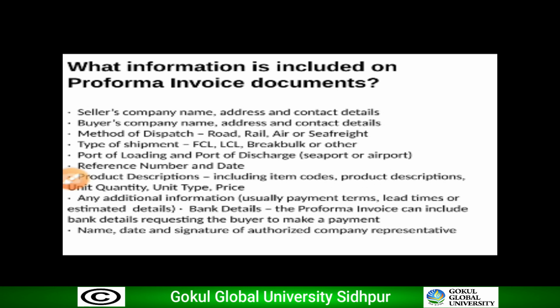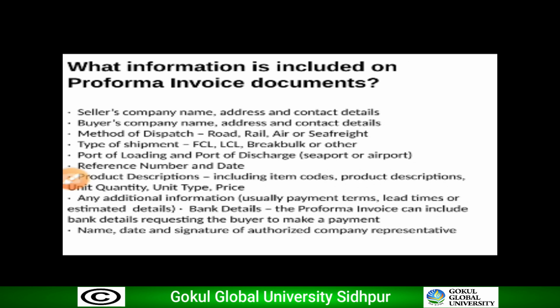what is the information included on a proforma invoice document? First, the seller's company name, address and contact details. Second, the buyer's company name, address and contact details. Third, method of dispatch: road, rail, air or sea freight. Method of dispatch, which is the method selected when we export goods via road, rail, air or sea freight.